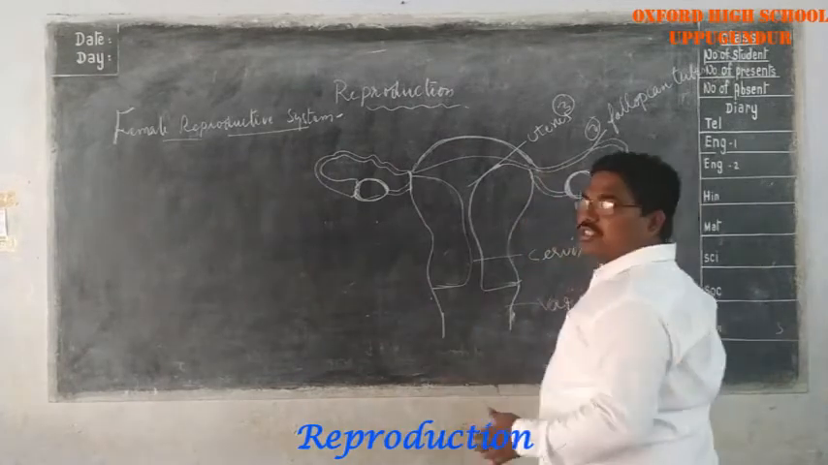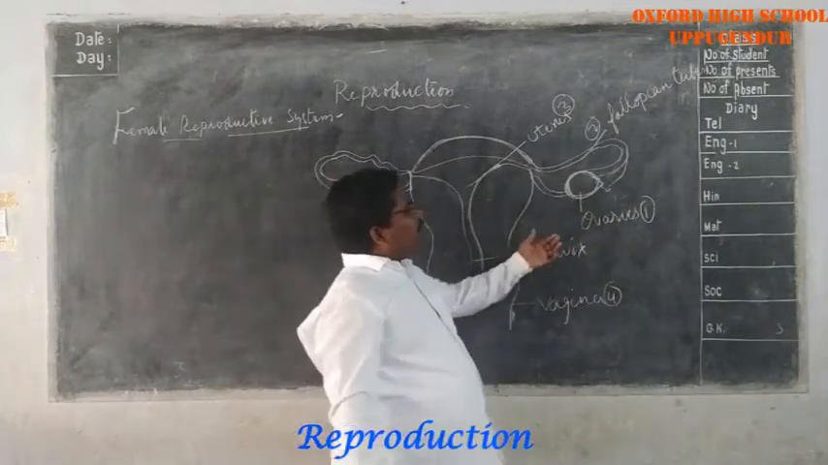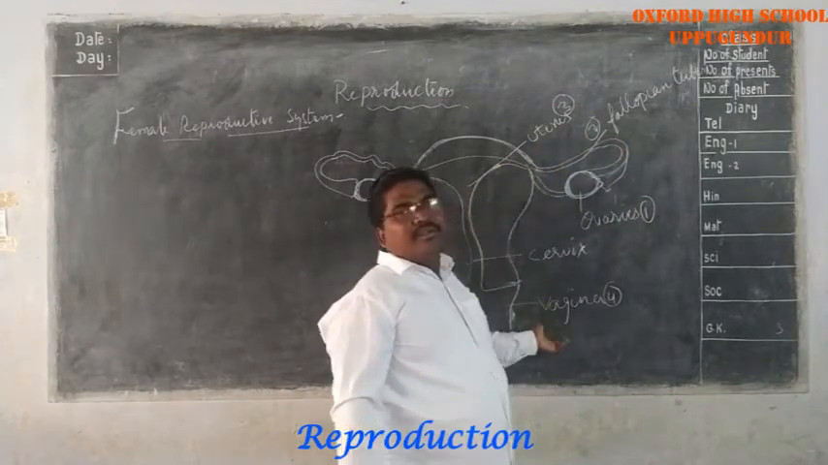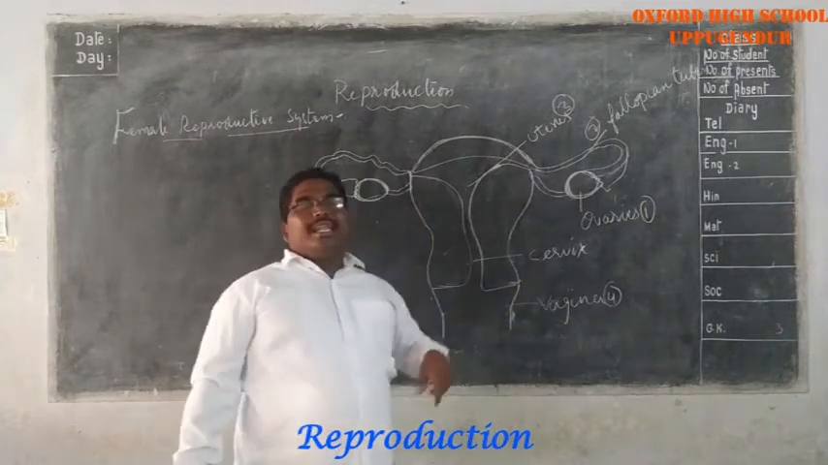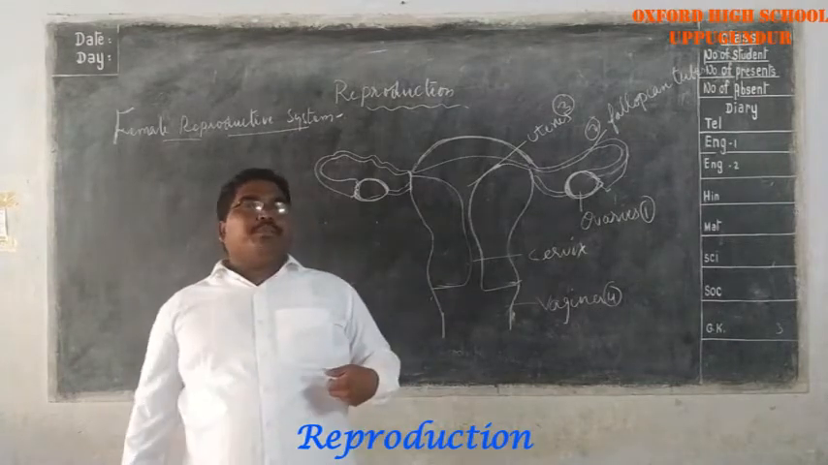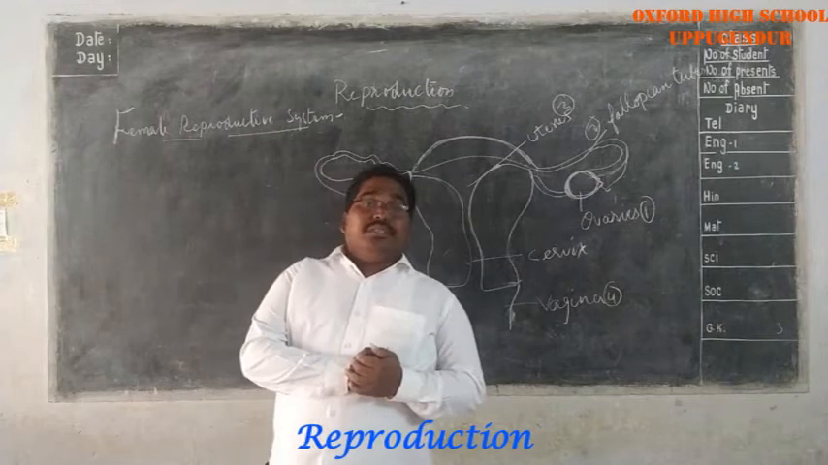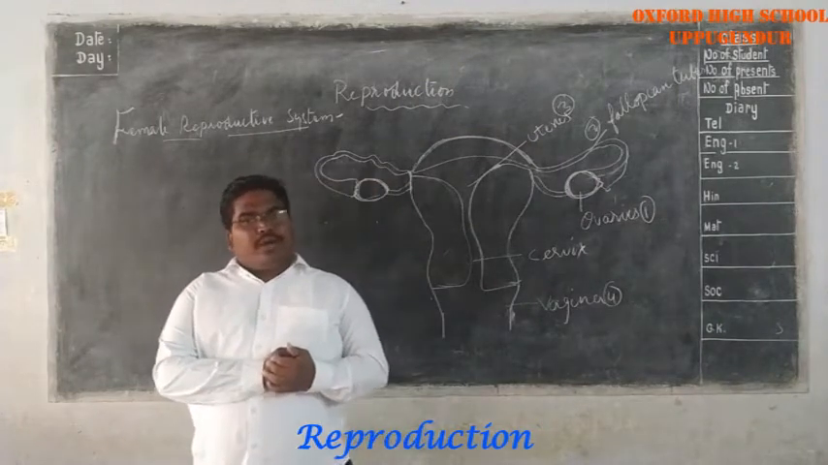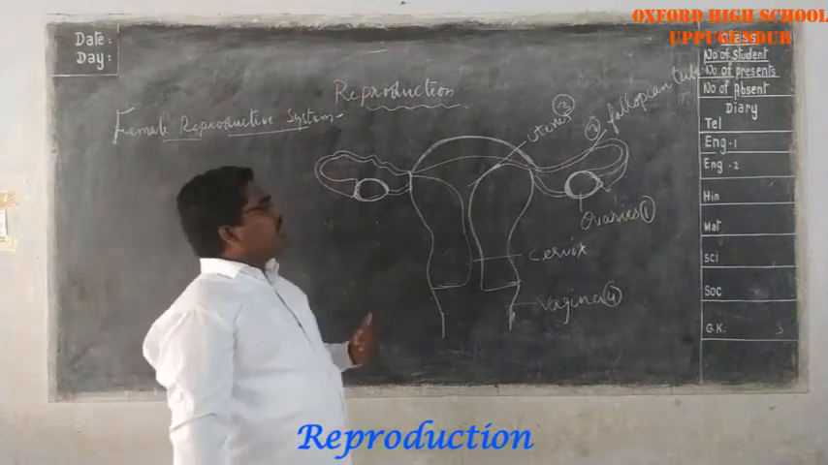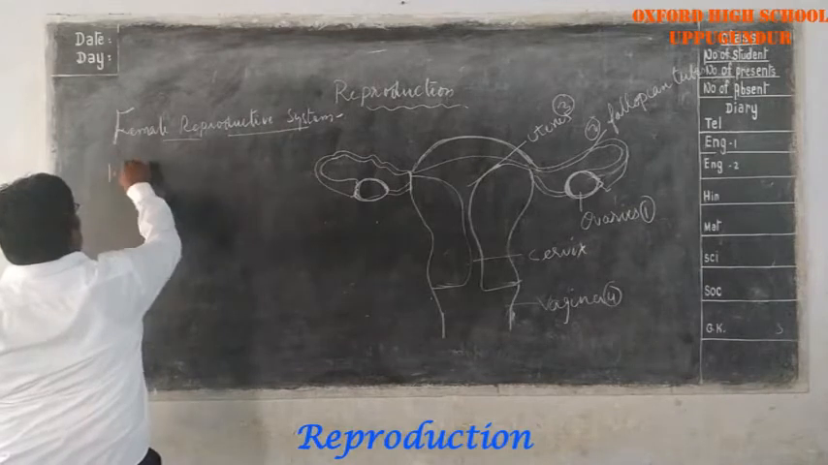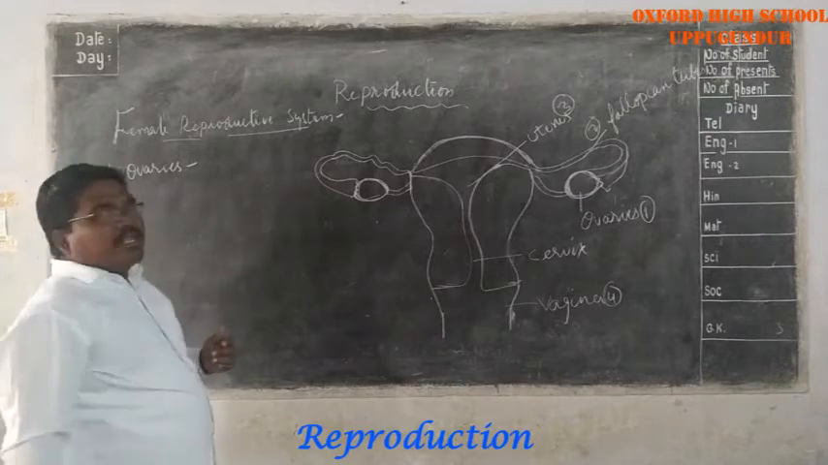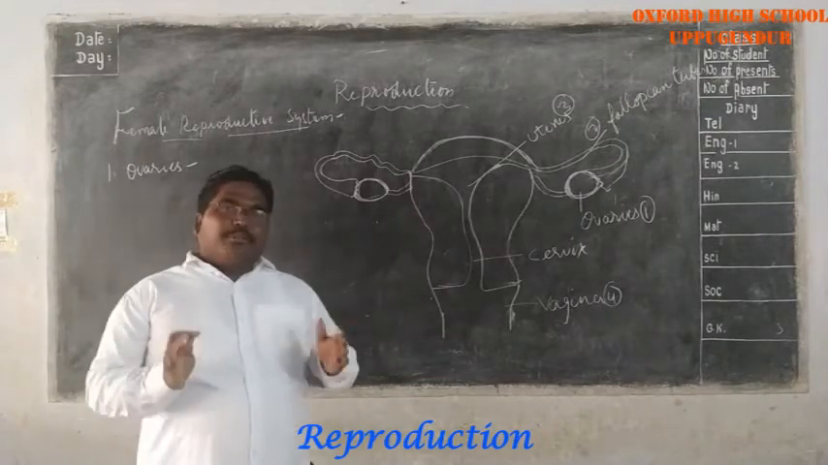So in the female reproductive system, there are a pair of ovaries, a pair of fallopian tubes, the uterus, and the vagina. Mammary glands, which produce milk, are also included in the female reproductive system. Mammary glands help to feed newborn babies. Now we are going to discuss them one by one. The first one is the ovaries. A pair of ovaries are present in the female reproductive system.